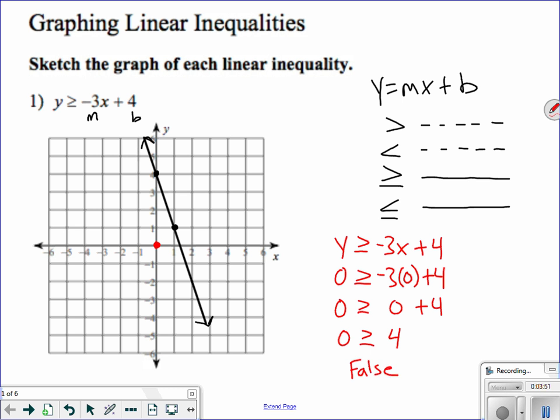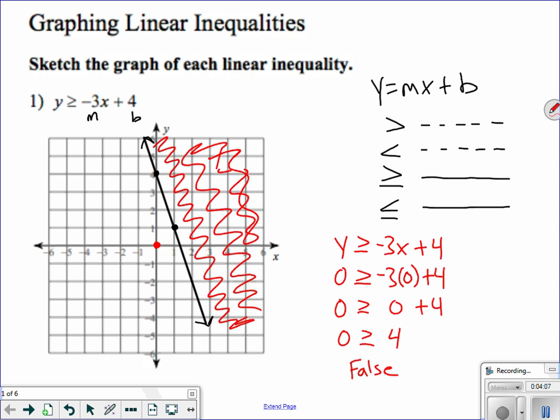So because 0, 0 gives me a false statement, that means I need to shade the other side of the line that doesn't have 0, 0. So I would shade this area over here on my graph. That is the side that would be shaded. If 0, 0 would have given us a true statement, we would have shaded the side of the line that contained 0, 0.